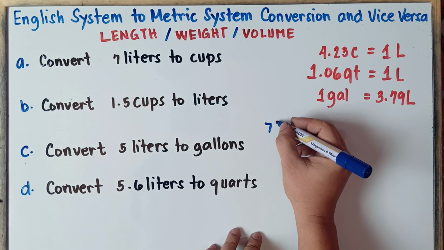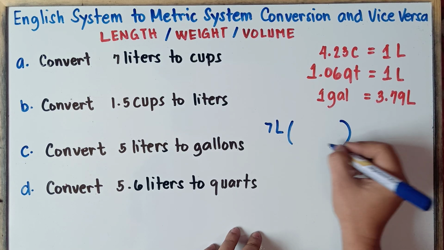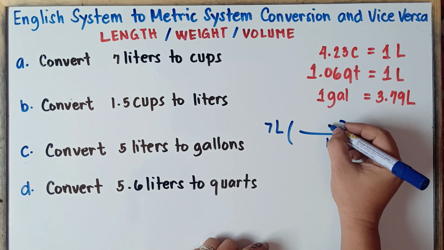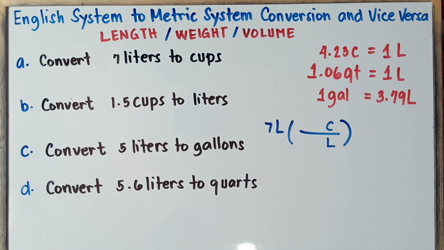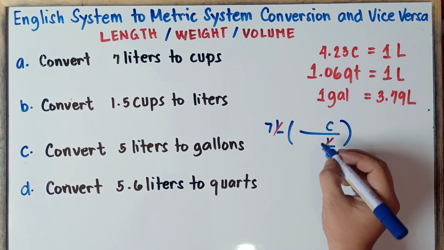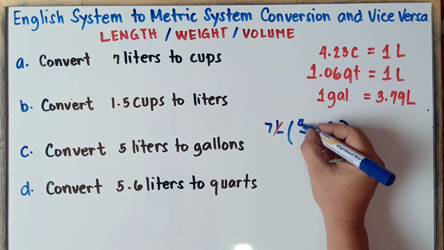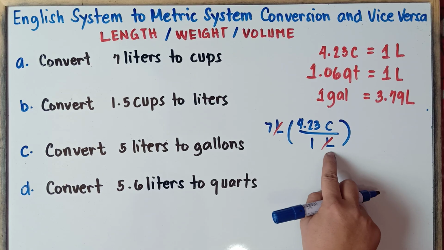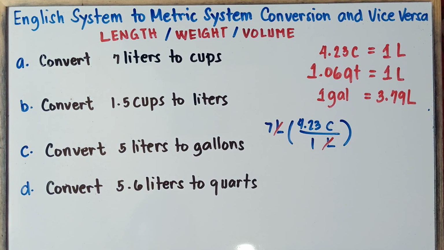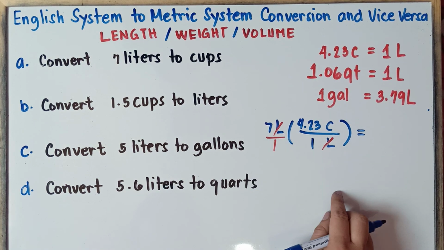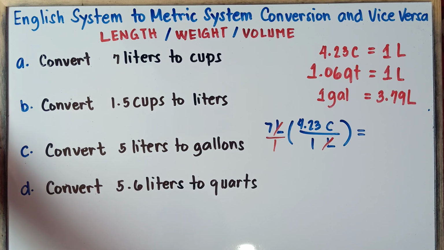Alright, so copy the given 7 liters. You put parentheses. If this is liter for our given, the units on the denominator must be also liter. And this will be cups, the unit on the numerator. Alright, and then cancel out the units, liters. And then the conversion class, 1 liter is equivalent to 4.23 cups. Once again, class, be careful in writing the conversion. And then we can put over 1 here, that's okay. And then equals, you multiply the numerators, 7 times 4.23. Let's use our calculator.